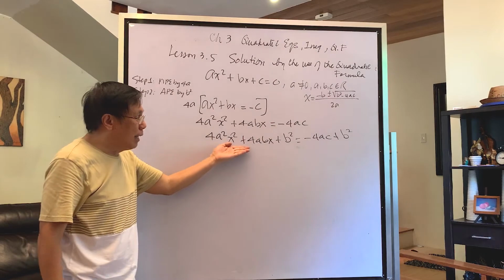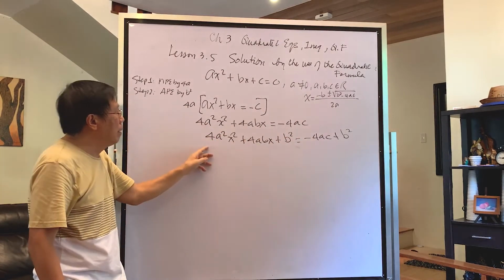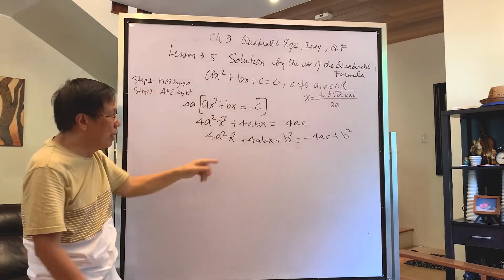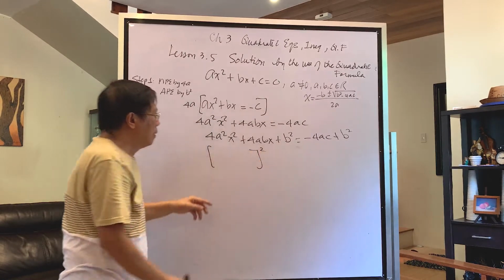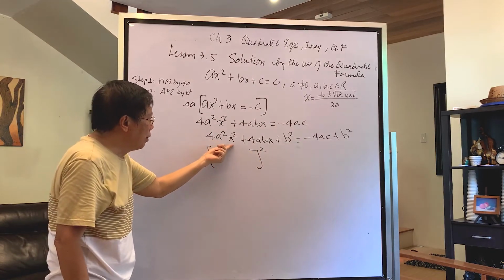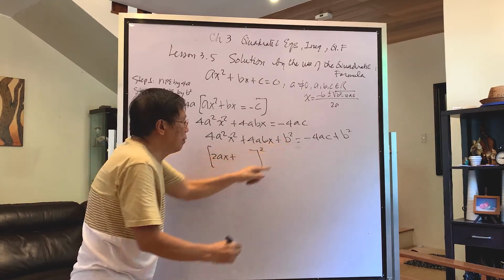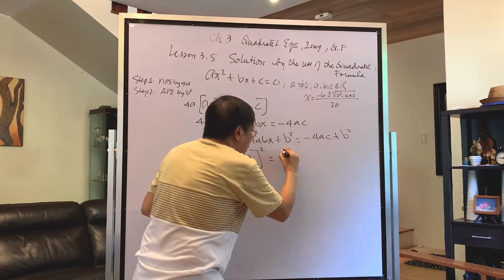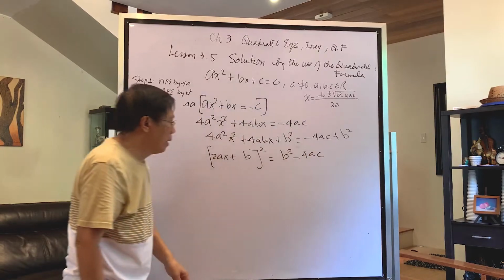The left-hand side now, we are ensured that it's a perfect square trinomial because of this process that we employed. So now we can write this as a square of a binomial. Here, the square root of this is 2ax, plus the square root of that, which is b. And I can commute this and write the right side in the form b squared minus 4ac.